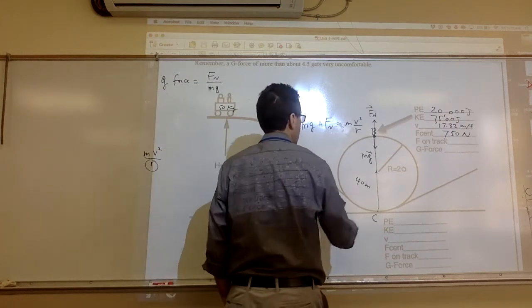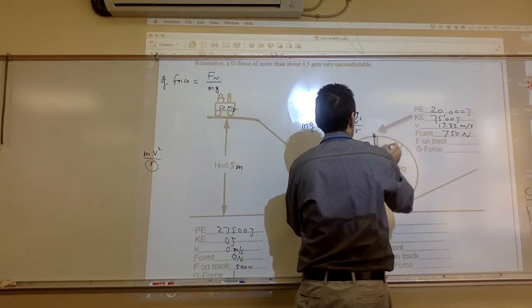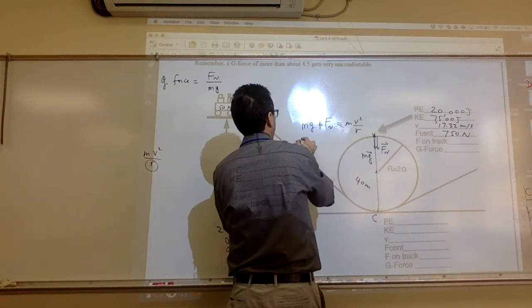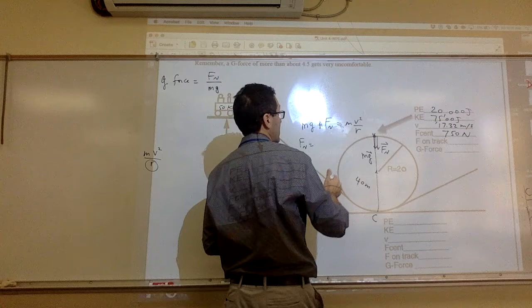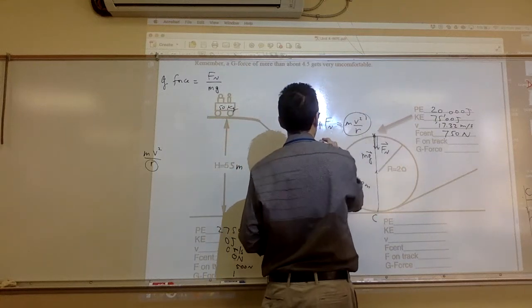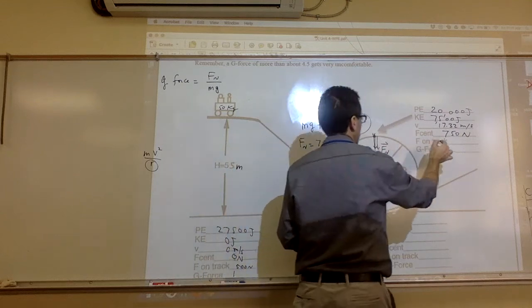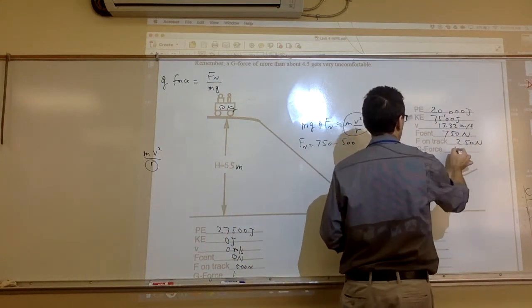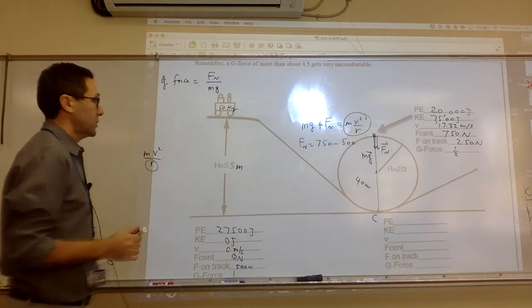Oh no, they're on the outside here. This loop is on the outside. Sorry, I mean on the inside. So Fn plus mg, yeah. So Fn is just going to be mv squared over r, which is basically the centripetal force, minus the mg, which is 500. So this should be 250. And the g force is just going to be half. No units, because it's the ratio of two forces.